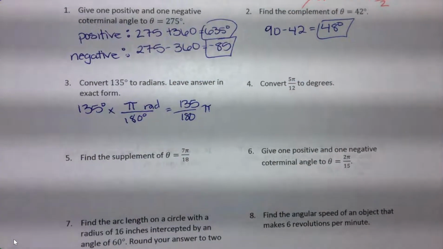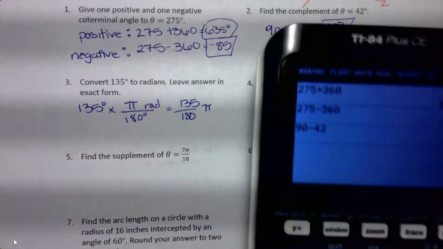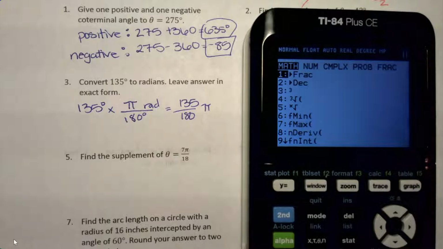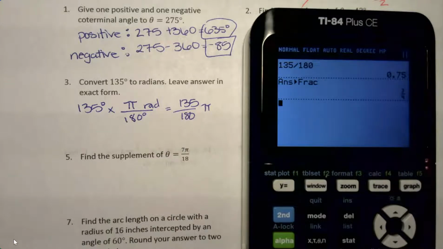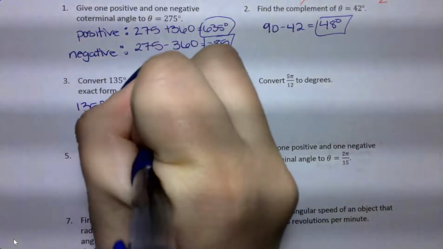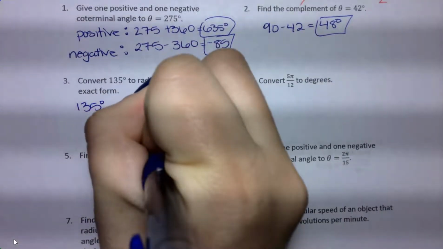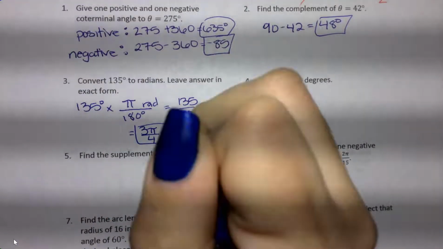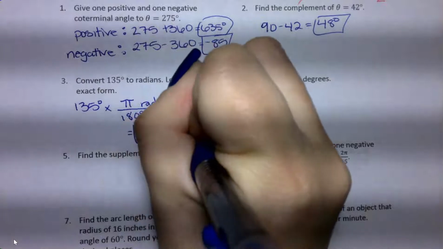Then what I want to do here is I want to go ahead and simplify my fraction. So on my calculator, I can do 135 divided by 180. Then I go math, enter, enter, which gives me 3/4, and I want to remember to put that pi back on the top. So my answer here is 3 pi fourths. Radians. I forgot to write it.